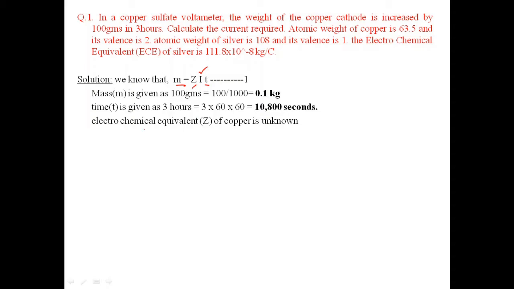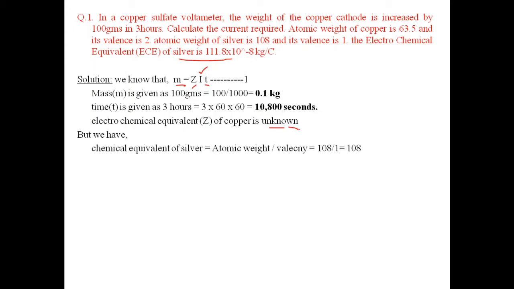The electrochemical equivalent Z of copper is unknown, it is not given here. The electrochemical equivalent of silver is given, and they have given the atomic weight and valence of copper. So using this we can find the unknown parameter. Let's see how to do that. The chemical equivalent of silver is not given here, so we can calculate it.